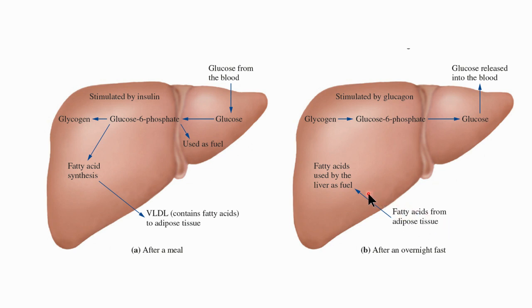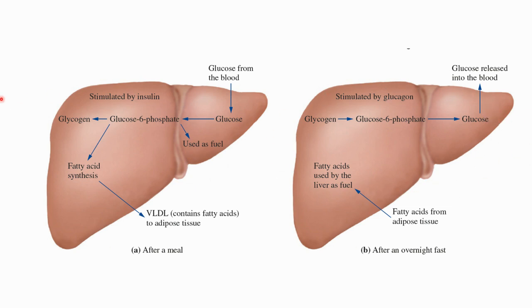into the system, and then the fatty acids are broken down by the liver, and then for fuel, it will also convert glycogen to glucose 6 phosphate, and then it will be used as glucose into the blood. Okay? So that's for the liver.